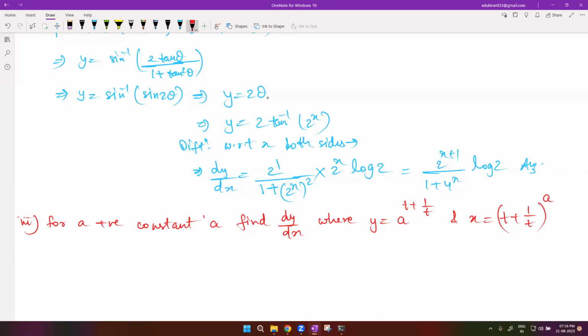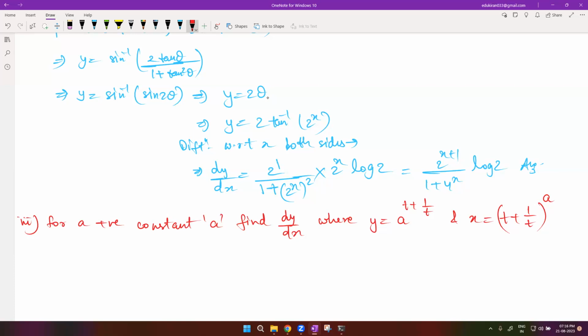This is a positive constant a. So a is basically a constant number, it can take any positive value, 1.5, 2, 3, 4, 5, 6, 7.9, whatever. We don't know that value, but this is a positive constant. And y is given in terms of a and t. So basically t is your variable, right? So you need to find dy by dx. Y and x both are given to you, but in the form of a and t. A is a constant, t is a variable.